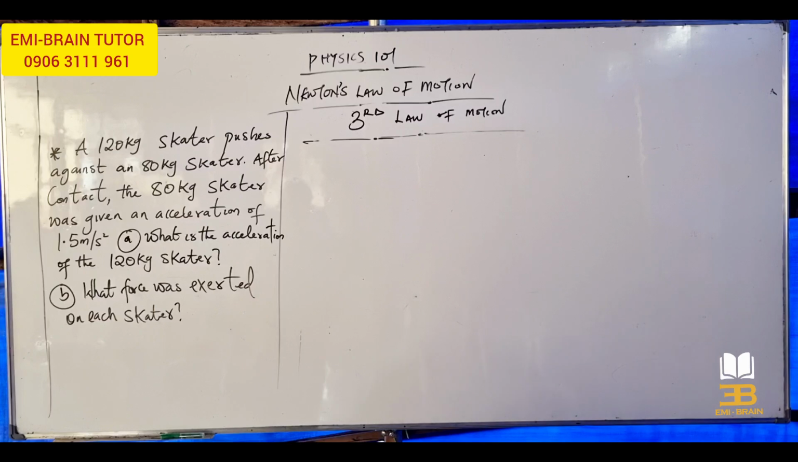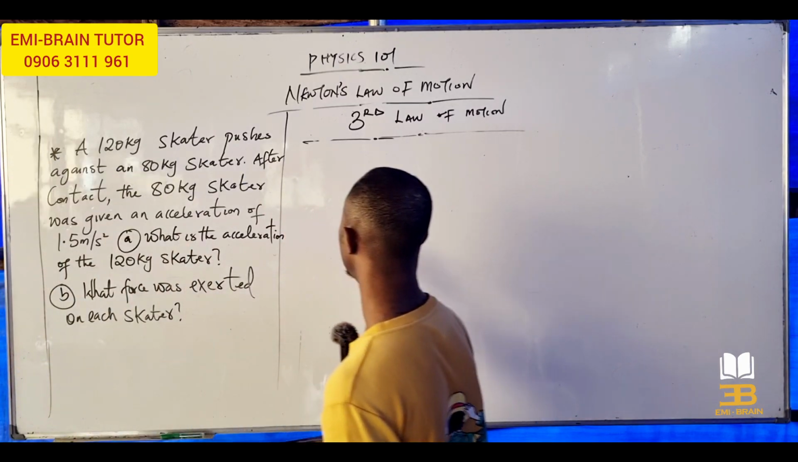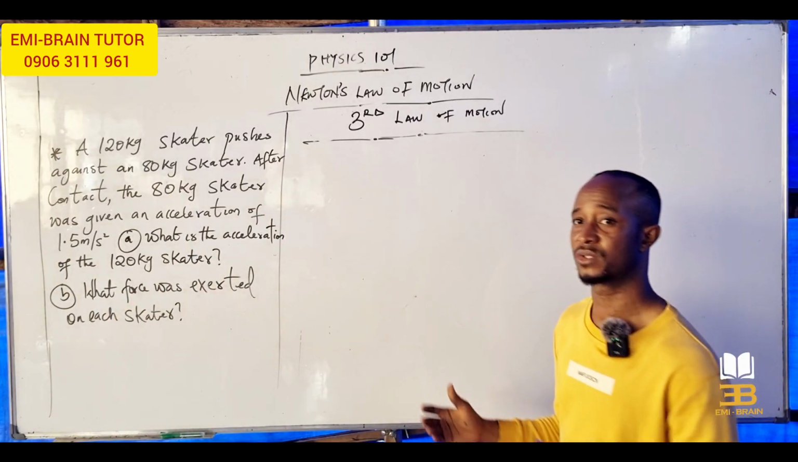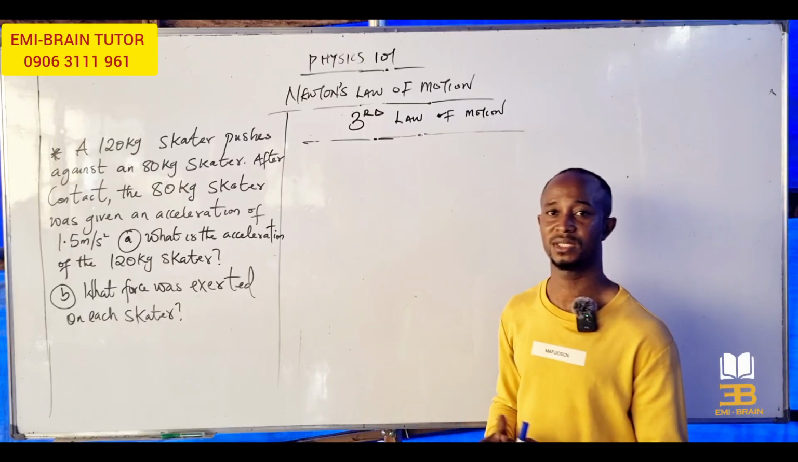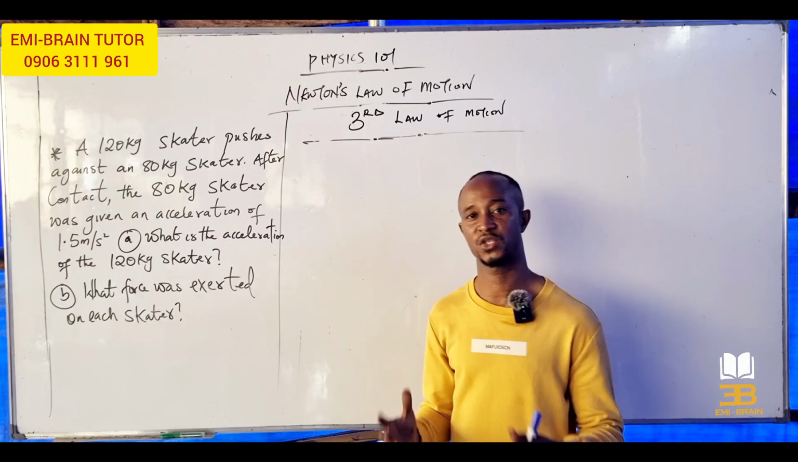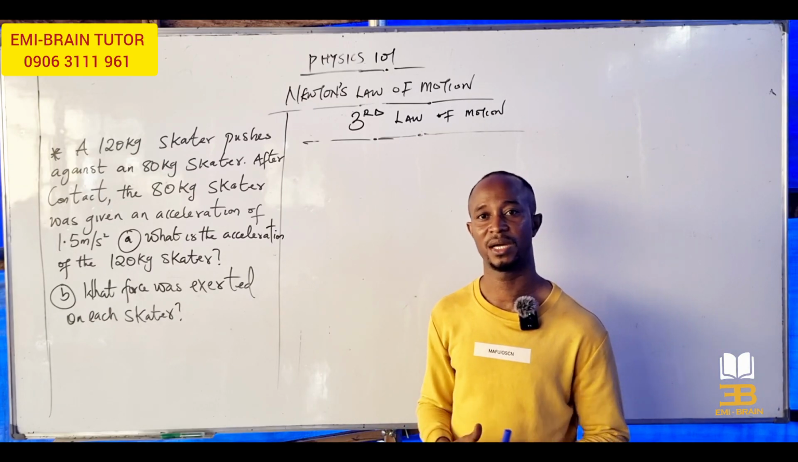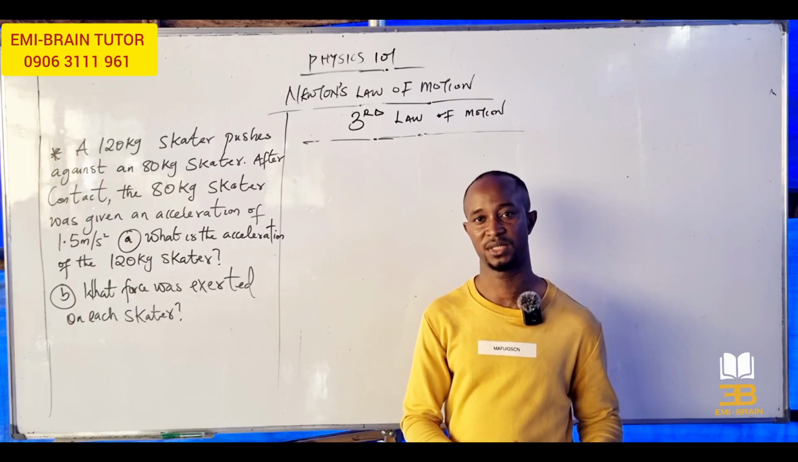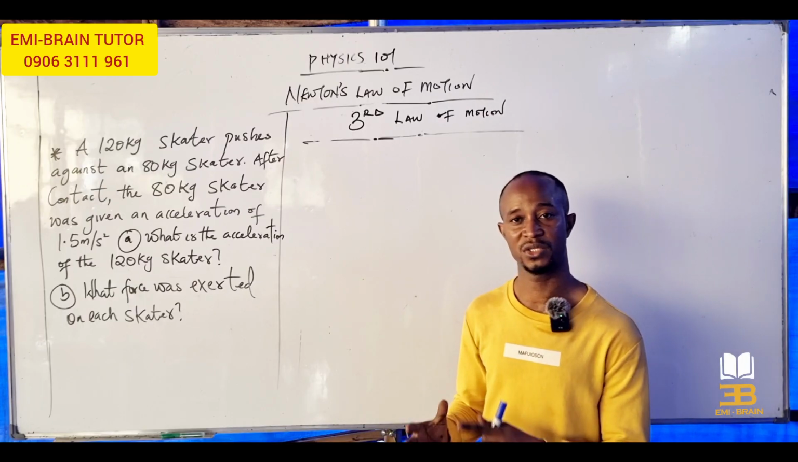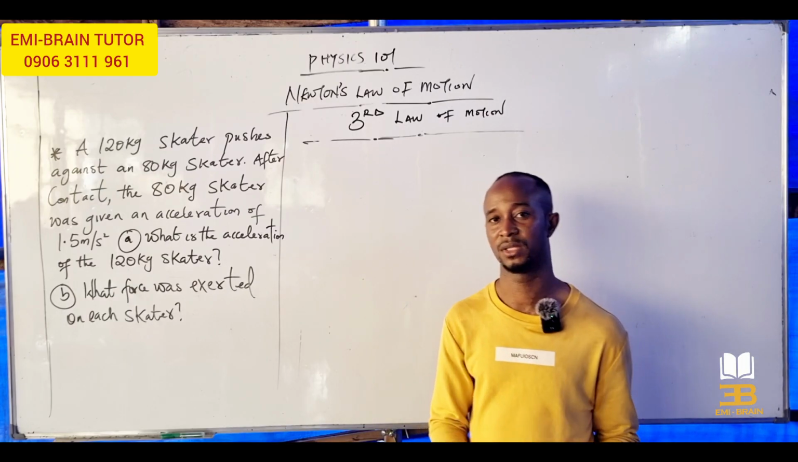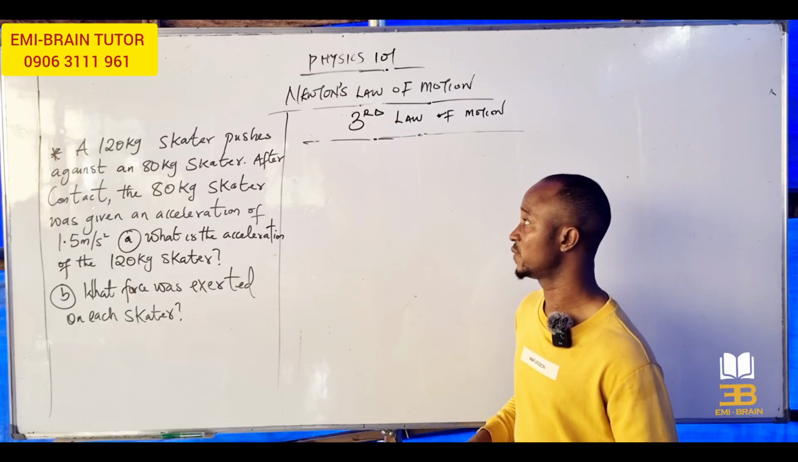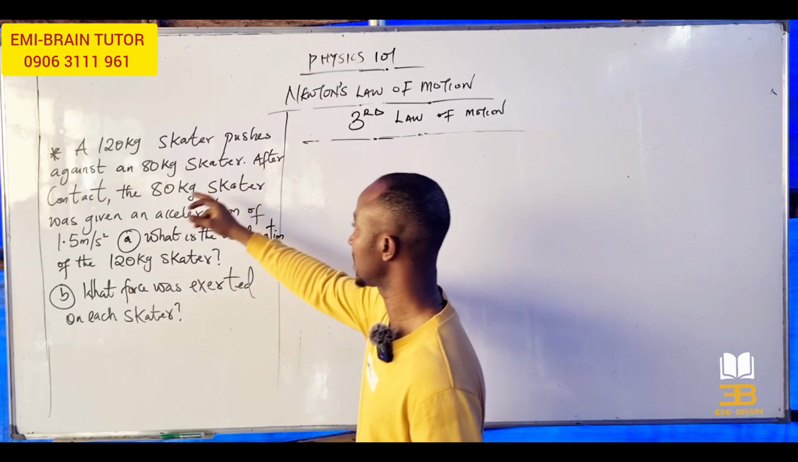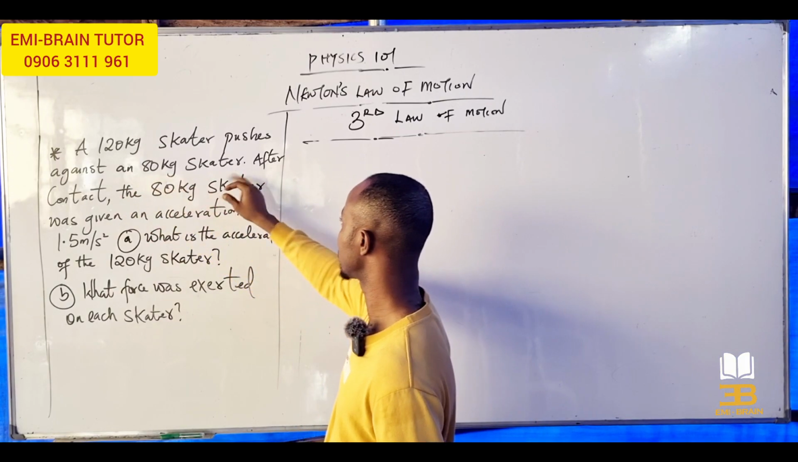Alright, I want us to look at this question. This question is under the third law of motion. The third law of motion says that to every action there is always an equal and opposite reaction. That means action and reaction are equal but opposite, right? This law is called the law of action and reaction. Now we have a question that says that a 120 kilogram skater pushes against an 80 kilogram skater.